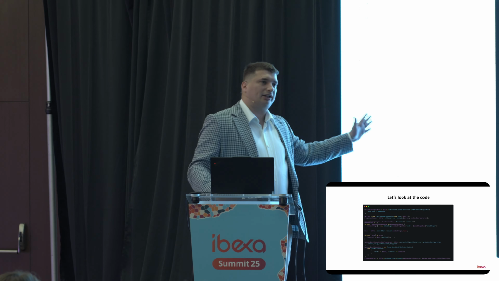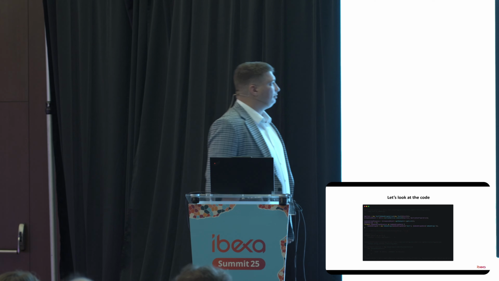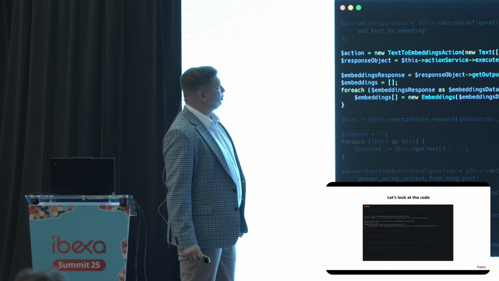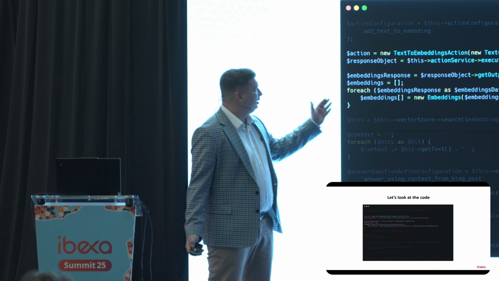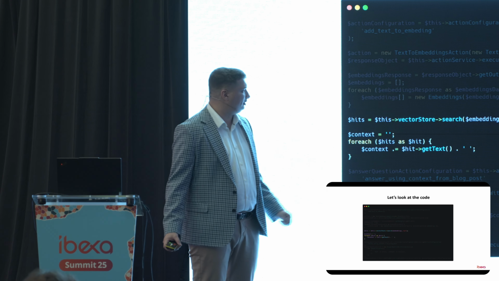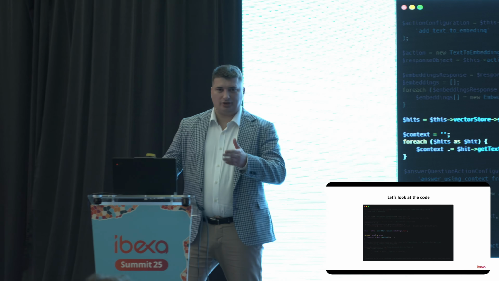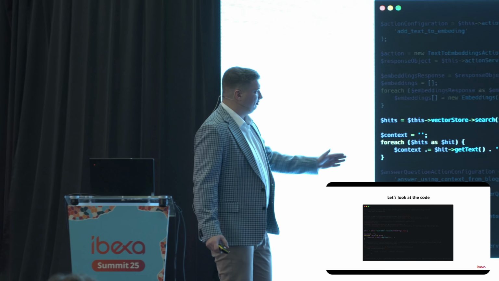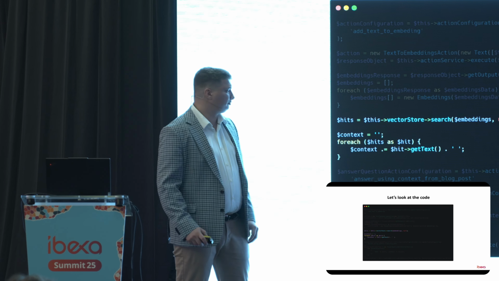This is exactly what I'm doing with this approach. First of all, I'm taking the AI action from Ibexa DXP, and I'm creating this embedding for the question that the user answered. Next, I'm asking the vector store to use a semantic search on the embedding for the question. And from the context retrieved, from the hits, I'm building the wall of text. It can be long, it can be short.